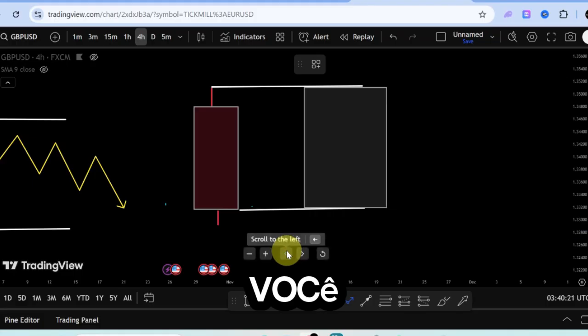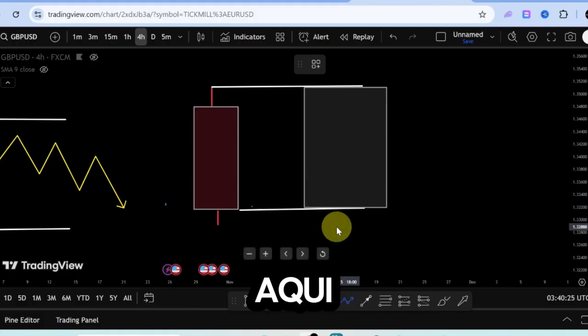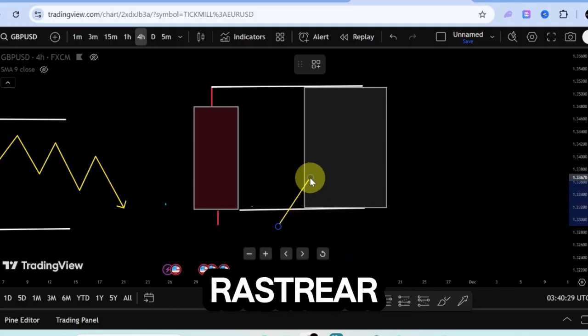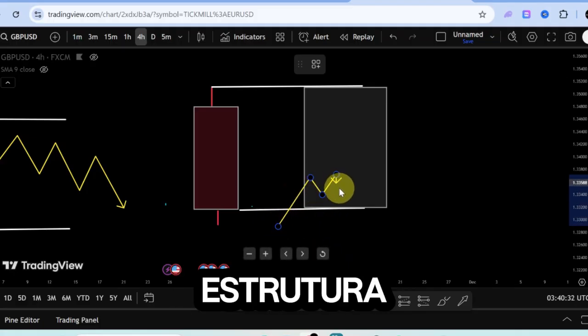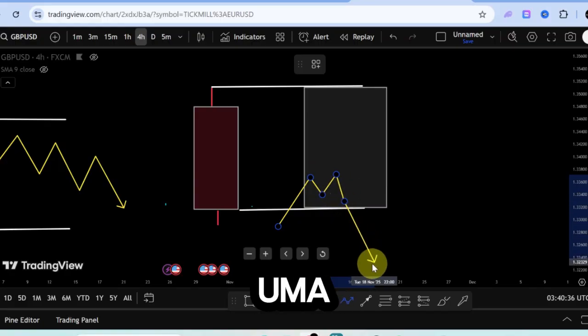For entry, it is still very easy. You'll be looking for selling opportunities in a downward trend. So you're looking for price to retrace around this particular region. And once you see a break of structure to the downside, simply take your trade and sell.